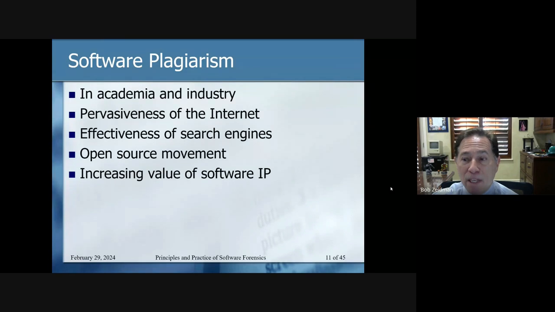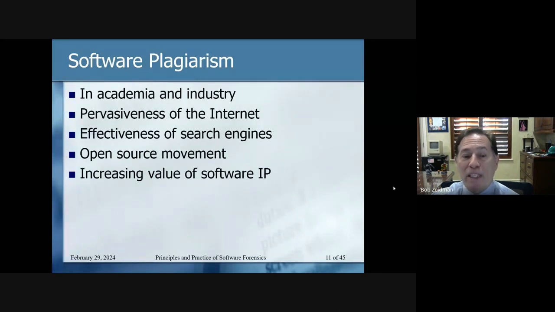So now if we talk about plagiarism, because plagiarism, the copying of code without authorization, can be copyright infringement and it can be trade secret theft. Usually lawyers decide which law works better for them depending on where they are and what the circumstances are. But, you know, plagiarism has become a growing problem. Part of it because the internet makes access to code so easy. Search engines make access to code very easy.